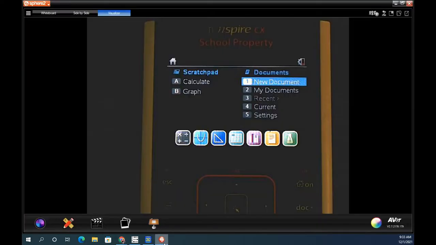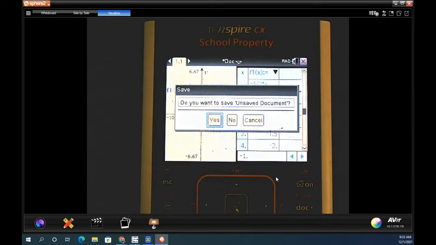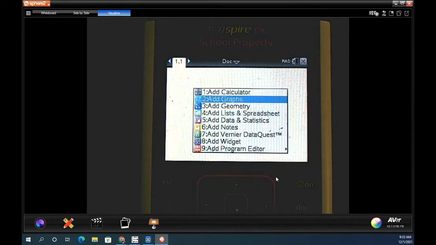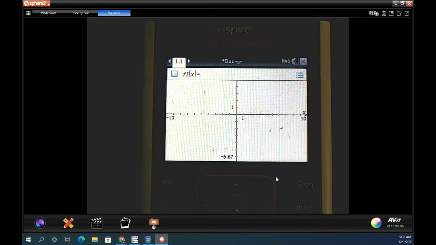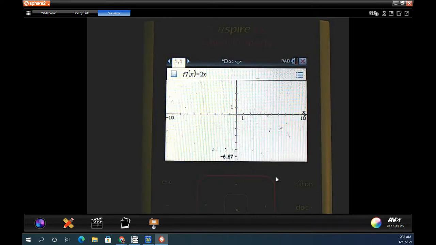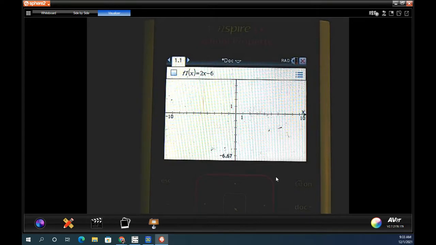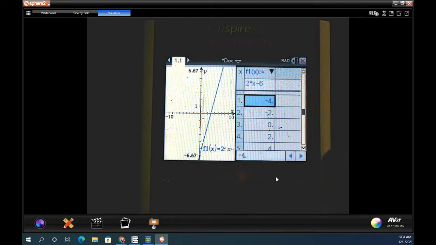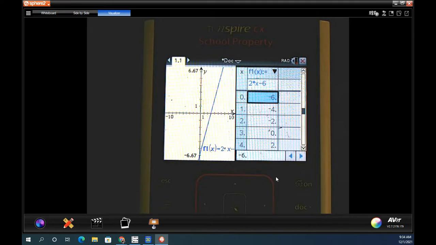Let's go back to home. New document. No. And we're going to add a graph. And we'll put in -2x minus 6. Hit enter. There's a graph of your line. Now, you go to your table. Control T. Now, go to 0. There's your y-intercept, 0, -6. We got that one.